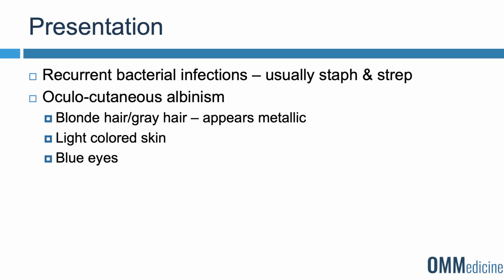And the oculocutaneous albinism is really going to be the major way that you will identify a patient with Chediak Higashi, because it's typically going to present in children, and most children do not have gray or metallic colored hair naturally.